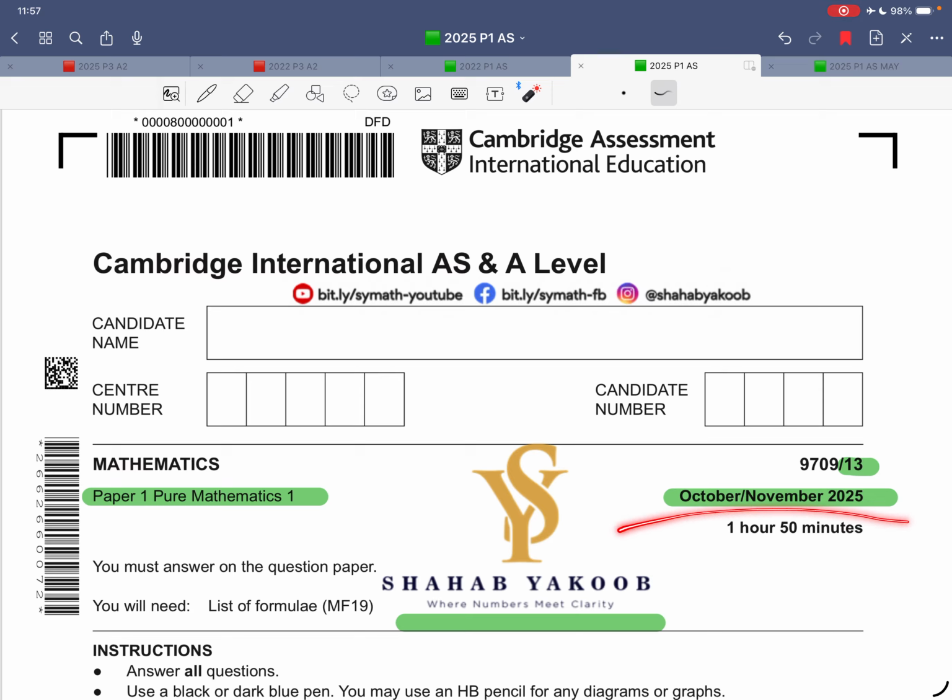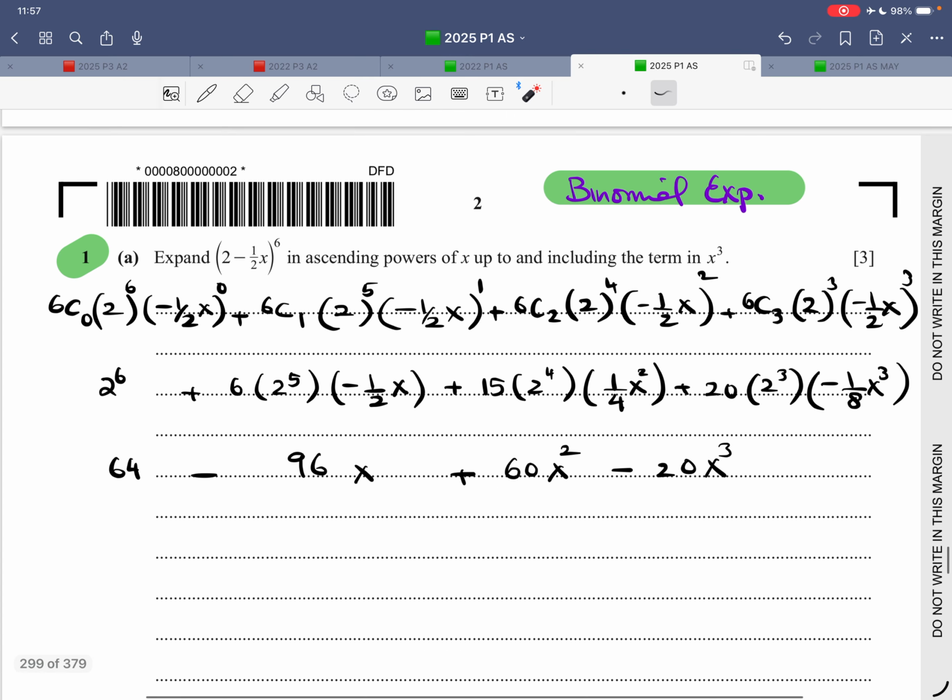Let's solve this P1 paper. This is October-November 2025, variant 1-3. Let's get started. First question is about binomial expansion.